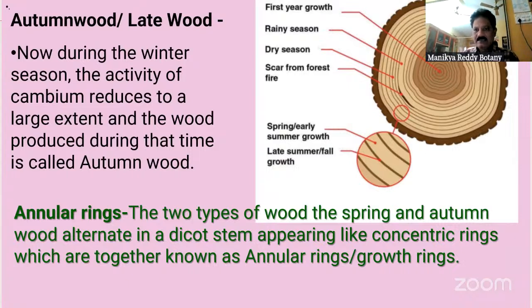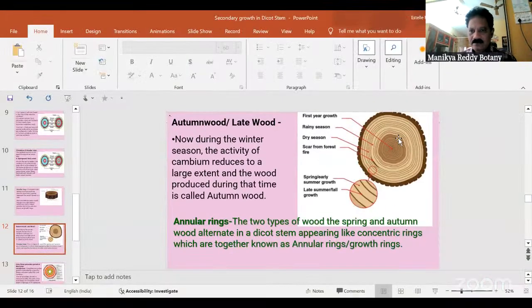See here, this is the transverse section of the log, let me reduce it. So by counting these rings, this is spring wood, this is autumn wood, spring wood, autumn wood, spring wood, autumn wood. They all alternate with each other. By counting these rings, we can estimate the age of the trees. That branch which deals with the age of the trees by counting the annual rings is called dendrochronology.